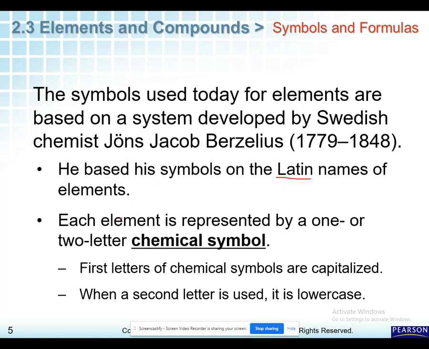So each element symbol is one to two letters. Some of them can be one letter, like carbon and hydrogen and oxygen, like we saw before. And some of them are two letters, like calcium. Notice that the first letter is capitalized, so it's a big C. And the second letter is always going to be lowercase, a lowercase a. This is the correct way to write a symbol. And I want you to write them the correct way. If you don't, it would be incorrect. So make sure you understand how to write them.